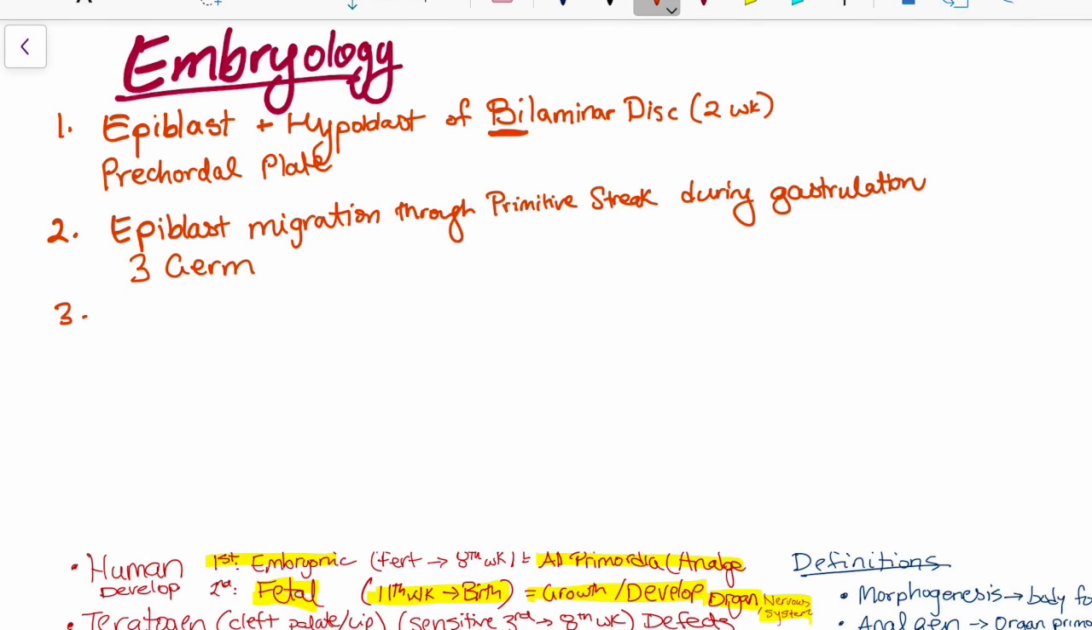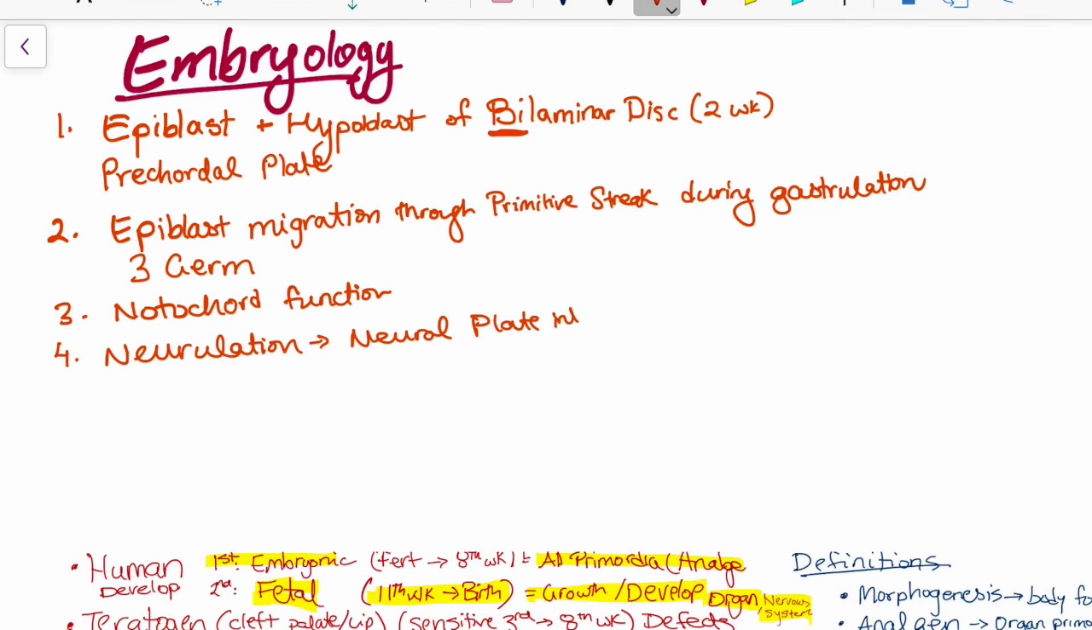Next, it will be the function of the nodal cord. Then we have the movement of the neural plate into the neural tube. So that is your neurulation, the neural plate into the neural tube. Next, we will do the formation of the neural crest cells and the pathways of the neural crest cells. So, neural crest pathway.